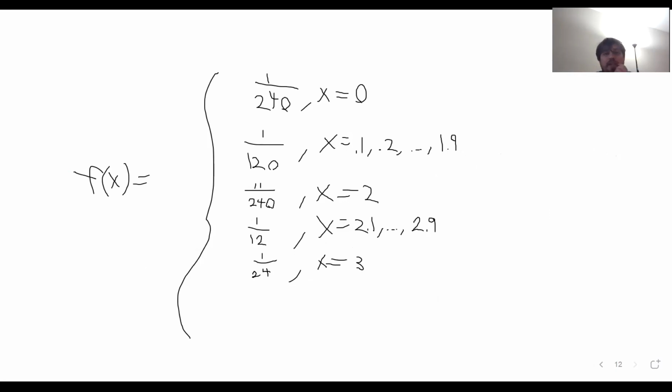Okay, so you wanted all the numbers rounded to the nearest tenth. So it was all numbers rounded to the nearest tenth: 0.1 to 1.9, 2, 2.1 to 2.9, 3. So those are all the possibilities. And if you add them all up, that should add up to 1.